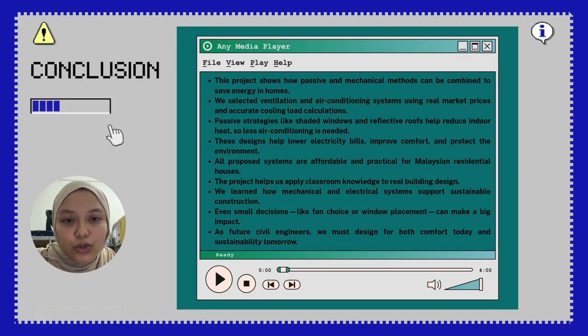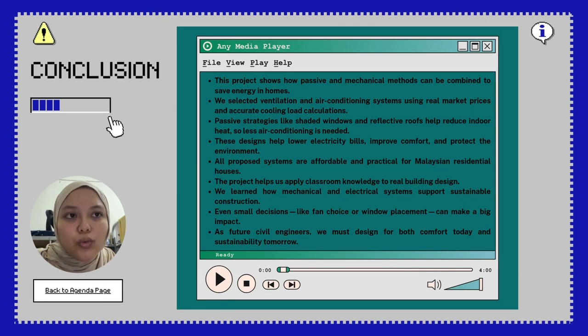So for the conclusion, this project shows how we can combine passive and mechanical methods to create an energy efficient home by choosing the right ventilation and air conditioning system using real market data and proper calculation. We can keep the house comfortable while saving energy. We also use passive cooling strategies like shaded windows and reflective roofs to reduce heat from entering the house. This means we use less air conditioning, save on electricity bills, and help protect the environment.